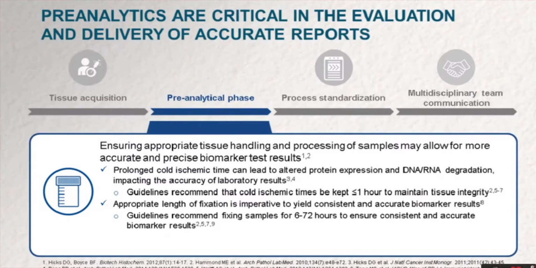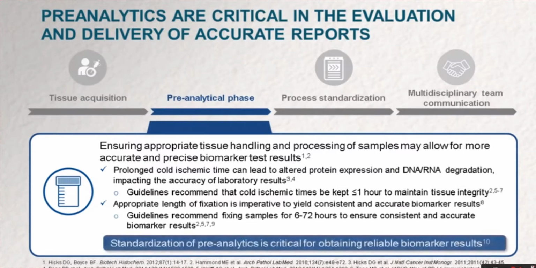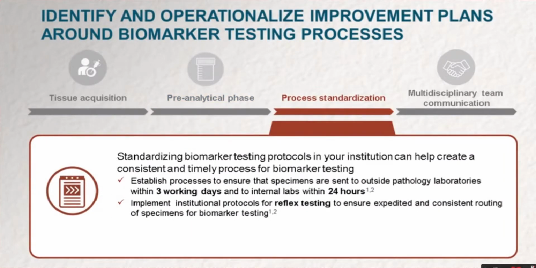So these are key factors in terms of getting high quality specimens, and these are areas that pathologists should be highly informed on so that they can be sure that the specimens that come through their labs are in the best shape possible for subsequent biomarker analysis. Creating a standardized process for managing the pre-analytics and tissue acquisition is important, and also creating a timely response for biomarker testing. One challenge is submitting specimens to outside labs.